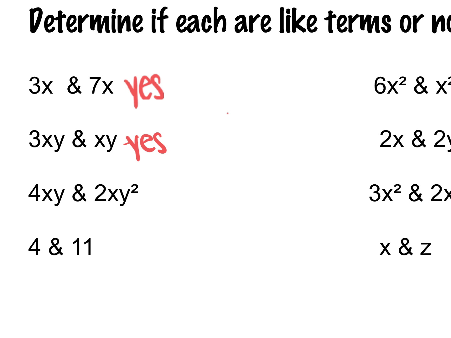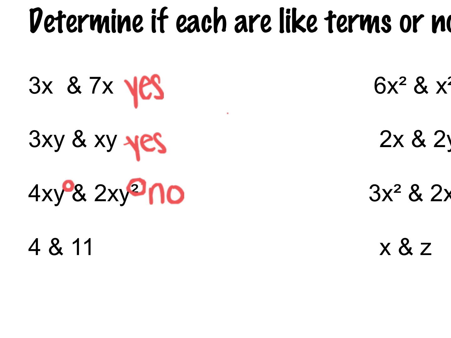What about 4xy and 2xy squared? So why is that one different than the one above it? They're both xy. Audrey? Because the 2xy has an exponent of 2. Yep. Because this now has an exponent, they're no longer like terms because this one doesn't.